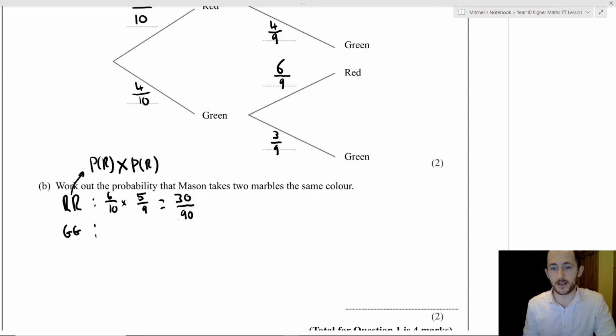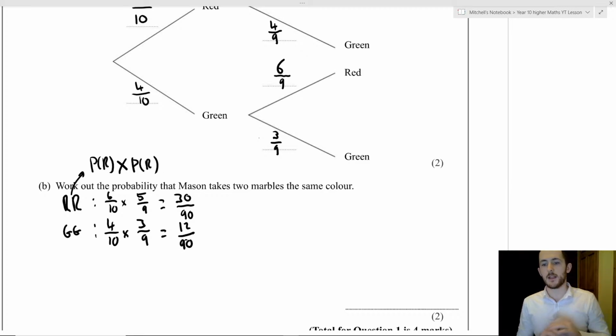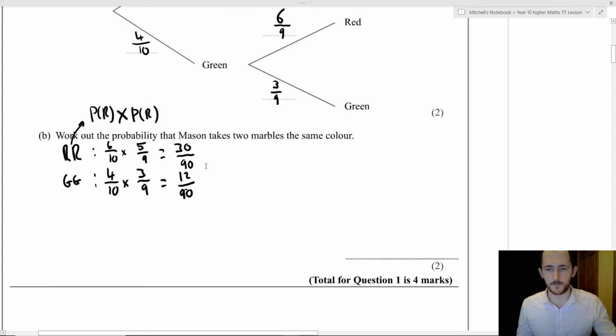What about green and a green? Well, we start off at this probability here, and it's 4 out of 10. And multiply it by this probability, which is for the second green, 3 out of 9. Now, here's where some students get a bit confused. They think that this is the answer, but it's not.